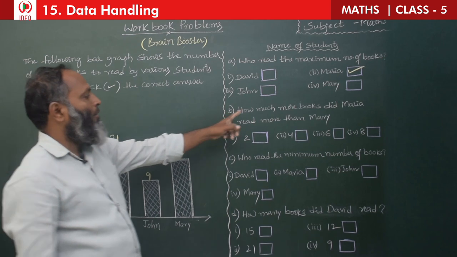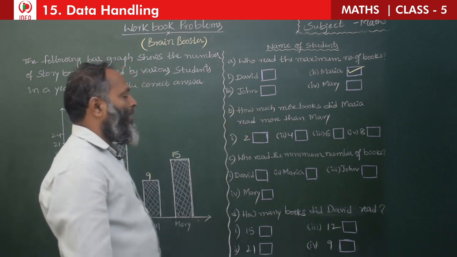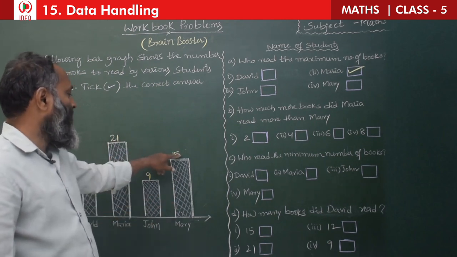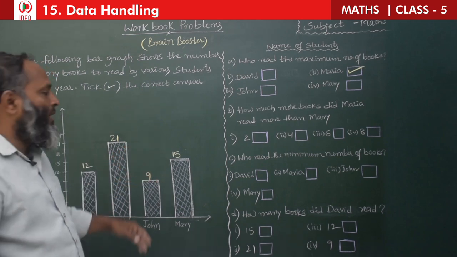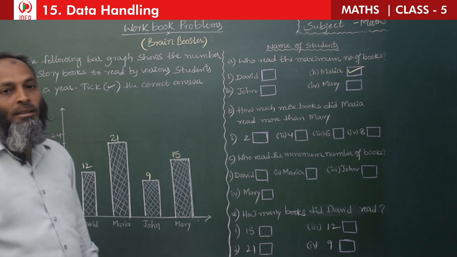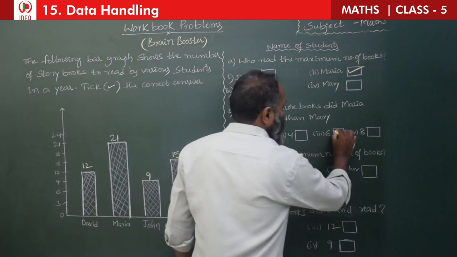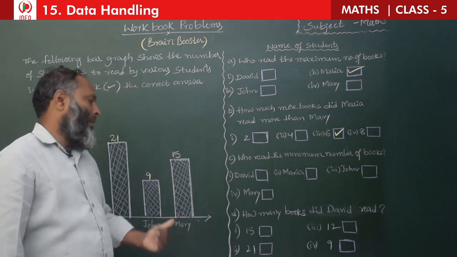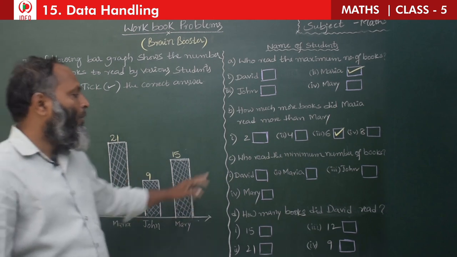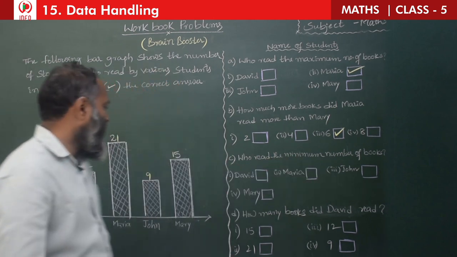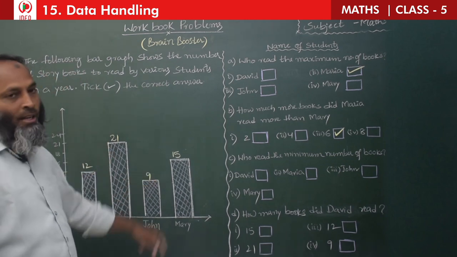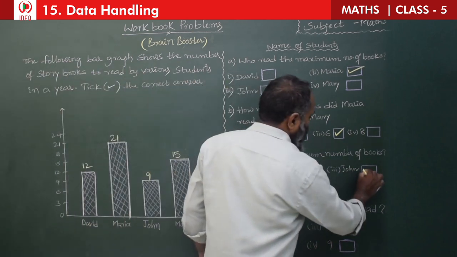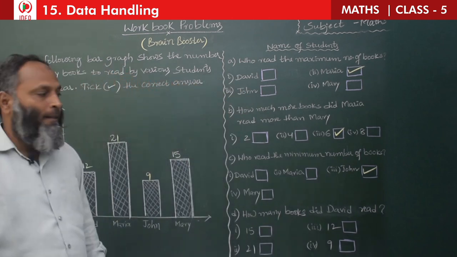The second question: how many more books did Maria read than Mary? If you compare these two, 21 and 15, how many more books means we should subtract: 21 minus 15. That is 6 more books. So Maria read 6 more than Mary. Now the third one: who read the minimum number of books? In this, 12, 21, 9 and 15. Minimum is 9. That is John. He read the minimum books, that is 9. John is the right answer.